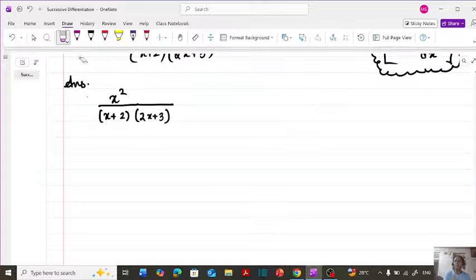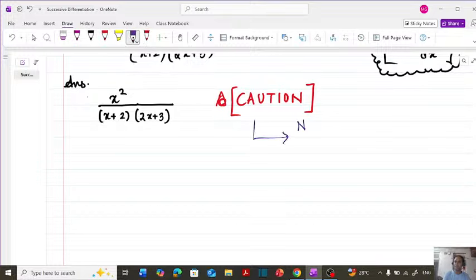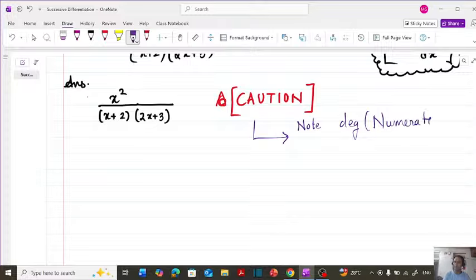I'll have to tell you one very important thing. In this partial fraction, a caution. Please, a caution. Caution is that the degree, please note here, note that, degree of numerator should be less than, strictly less than degree of denominator.